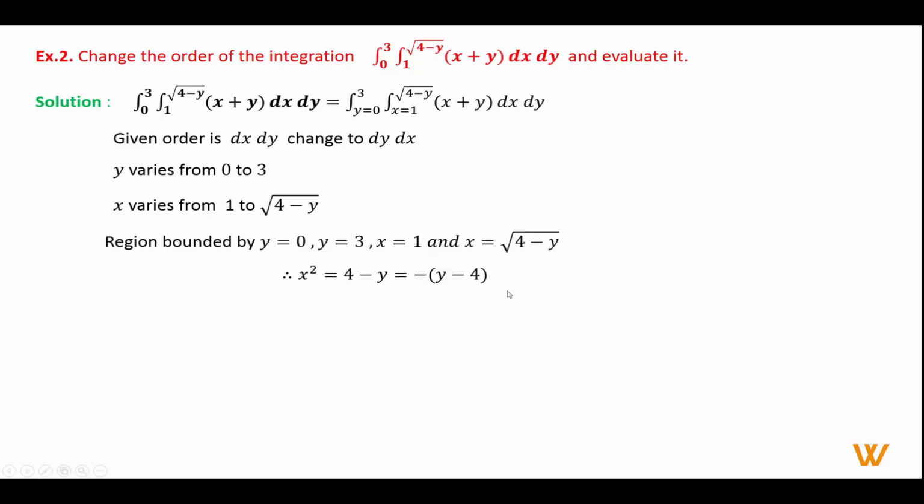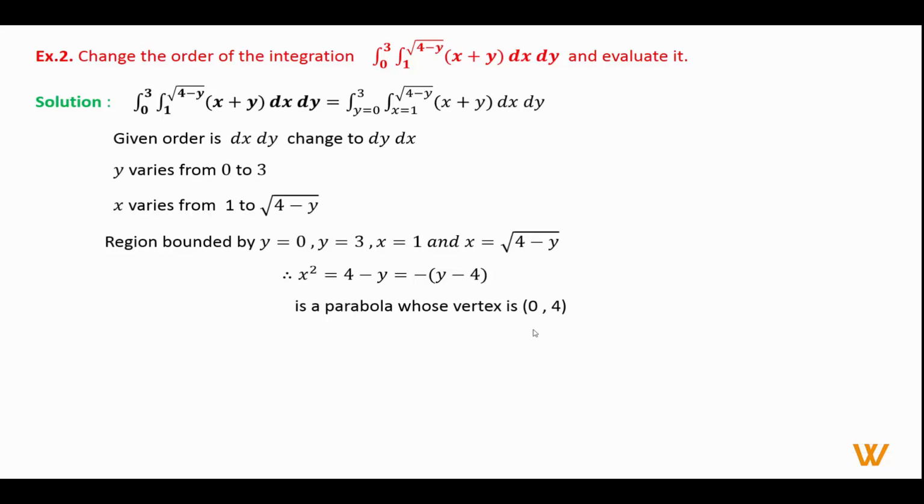Whose opening is below side, because of the negative sign, so this is opening below the x-axis. Now the vertex is at the point where y minus 4 equals 0, which means y equals 4, so the y coordinate is 4 and the x coordinate is 0. So the vertex is (0, 4). This is a parabola whose vertex is (0, 4) and opening below.